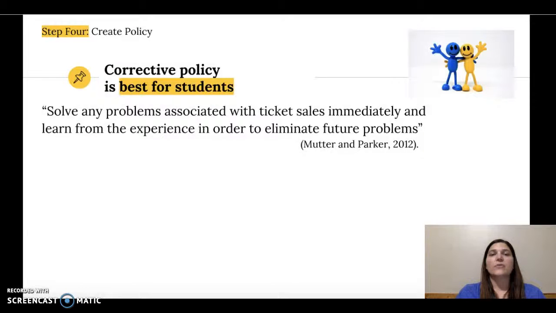My fourth step of creating this new policy: corrective policy is best for students. Solving problems associated with ticket sales is important, but it also is important that you learn from the experience so that it doesn't happen again. By making sure that you have a corrective policy in place, you can prevent this from happening in the future.